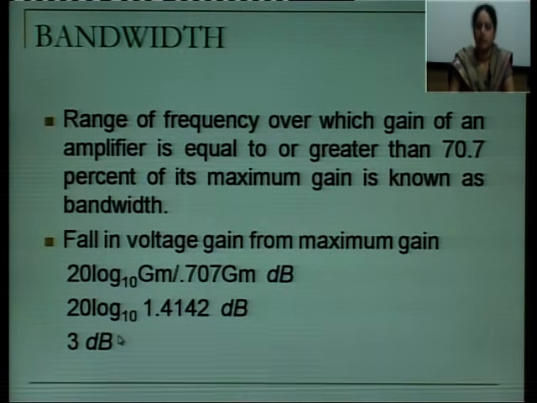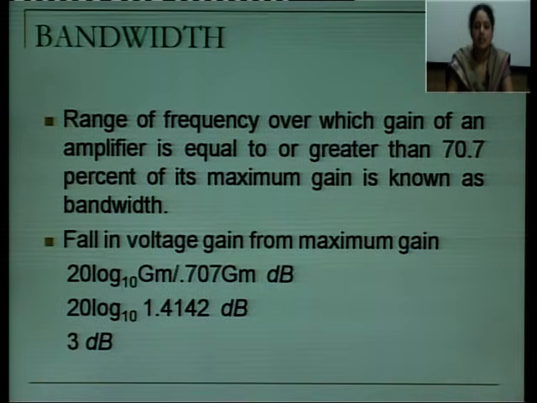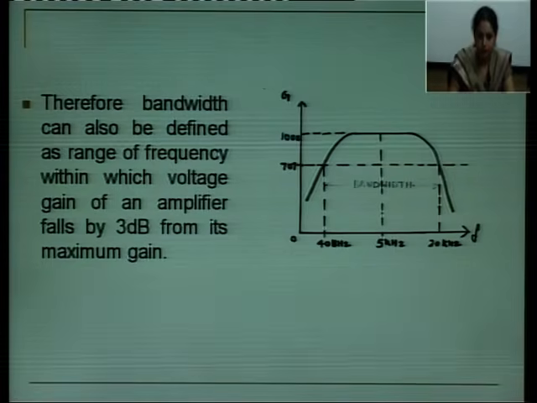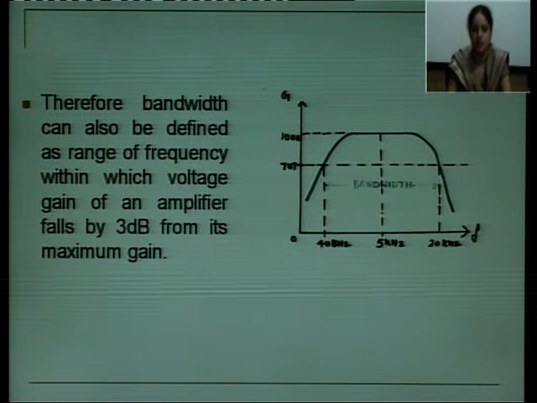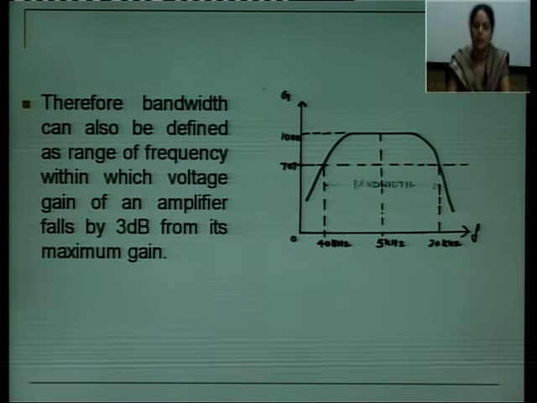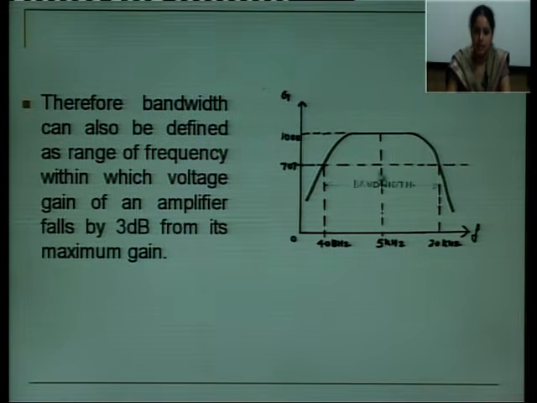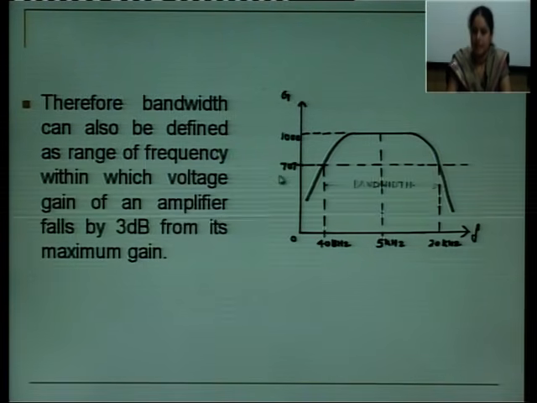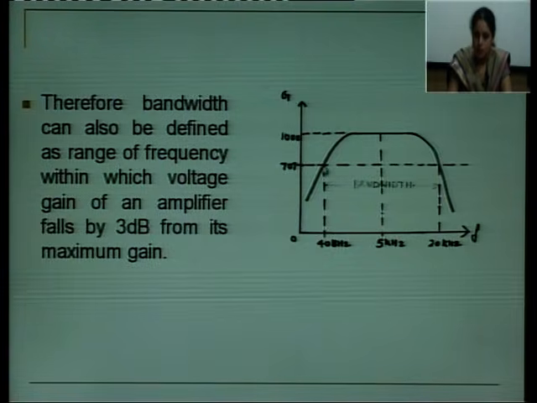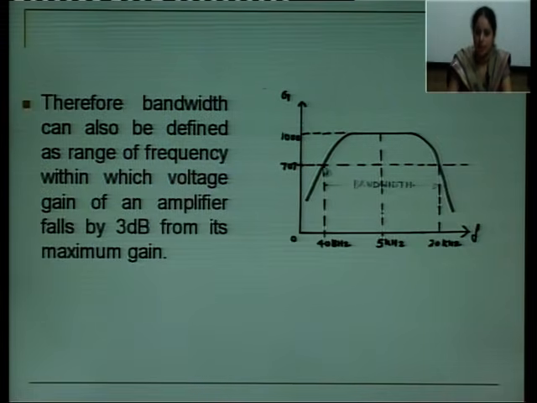So, another definition of your bandwidth is, it is the range of frequency over which your gain falls by 3 dB, that is your bandwidth. Therefore, bandwidth can also be defined as the range of frequency within which voltage gain of an amplifier falls by 3 dB of its maximum gain, as described in this figure. This is the maximum gain and this is your fall in dB, that is 70.7%. At this point, this is your bandwidth. When your gain falls by 3 dB, this is the fall of 3 dB denoted.